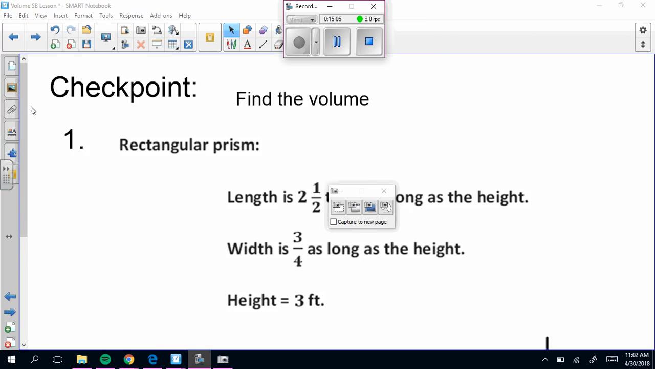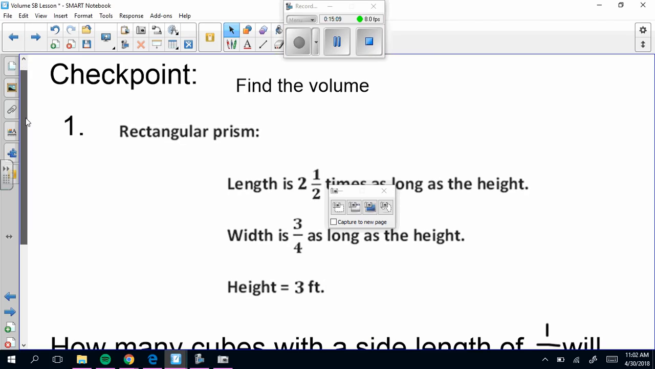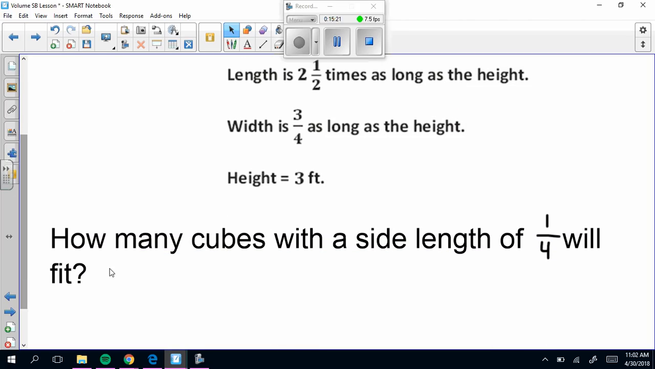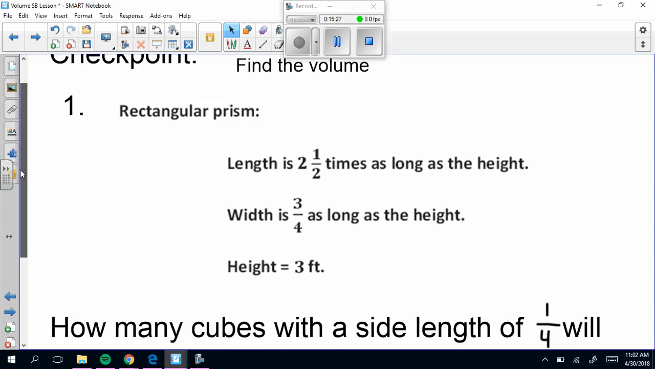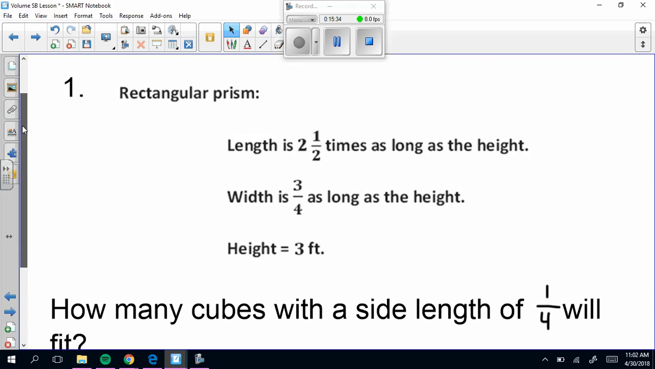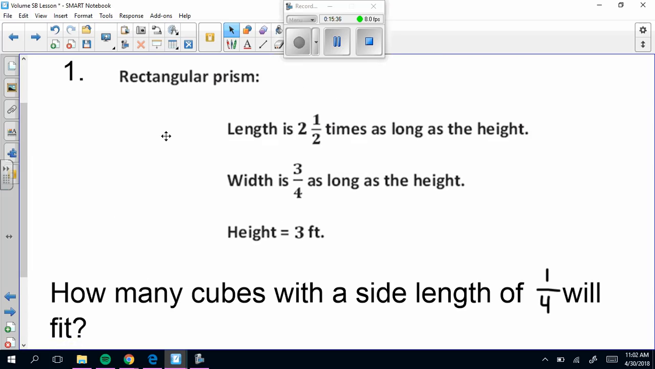Now, what I want you to do is on a separate sheet of paper, write this checkpoint. First, I want you to find the volume of these dimensions, the length, the width, and the height, based on the notes that we took so far. And then I also want you to answer, how many cubes with a side length of 1/4 will fit? So you're going to have two things, to find the volume and how many cubes with the side length of 1/4 will fit the whole rectangular prism. So go ahead and pause the video.